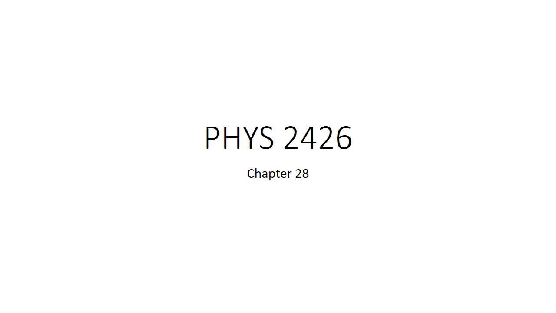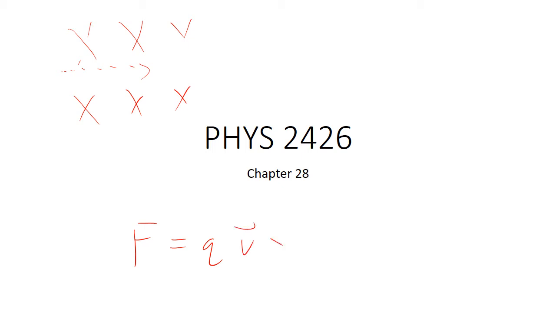Well, interesting thing. We know that if you have a beam of electrons moving along and a magnetic field, for example a magnetic field into the board, then they're going to be deflected. And so what direction? Well, we know the force is going to be QV cross B.